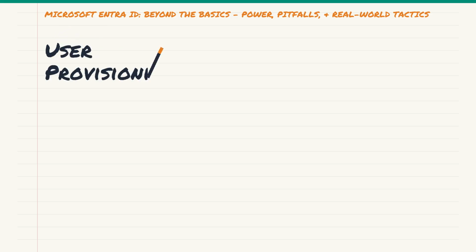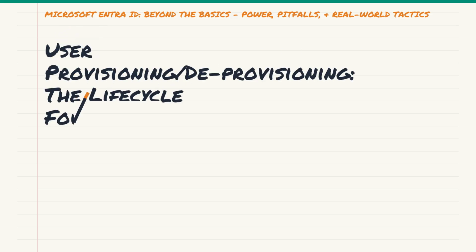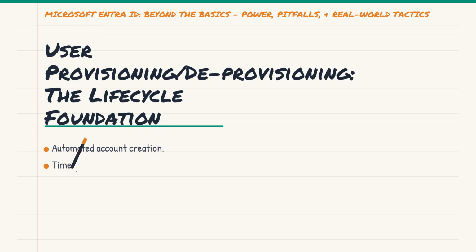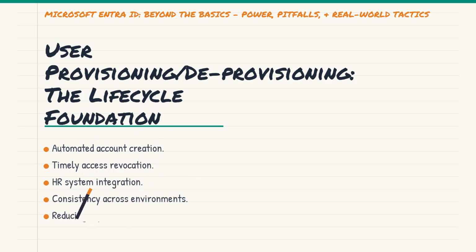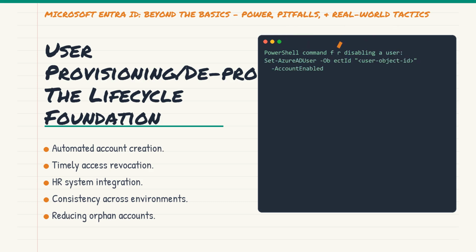Let's talk about the fundamental life cycle of an identity within Entra ID. When someone joins, we need to create their account. When they leave, we need to remove it. This sounds simple, but in large organizations, it's a massive process. Automated provisioning, ideally connected to your HR system of record, is key. This ensures timely creation of accounts with appropriate initial group memberships and access.